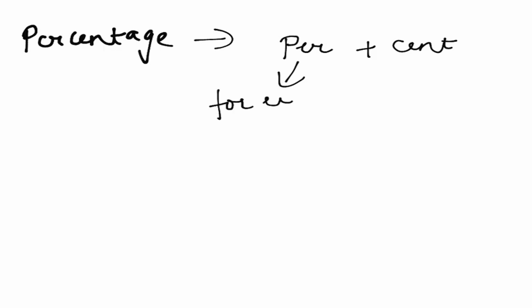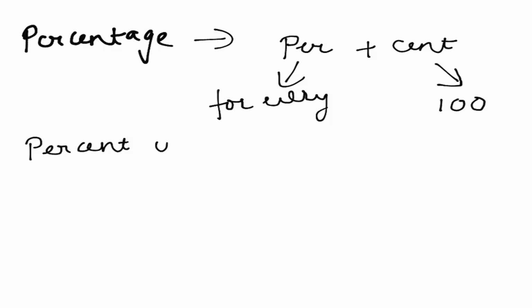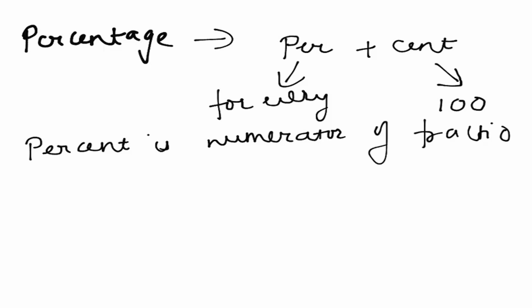Percentage is a combination of two words, that is per and cent. Here per means for every and cent is a word that is derived from century, meaning 100. So percentage means for every 100, or we can define it like percent is the numerator of a fraction whose denominator will always be 100 only, right?